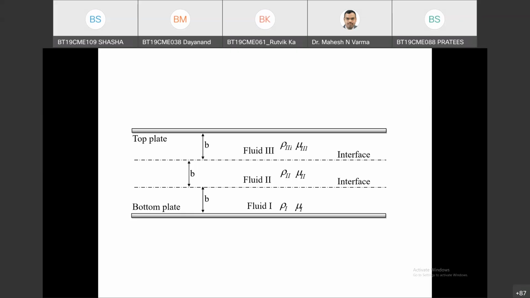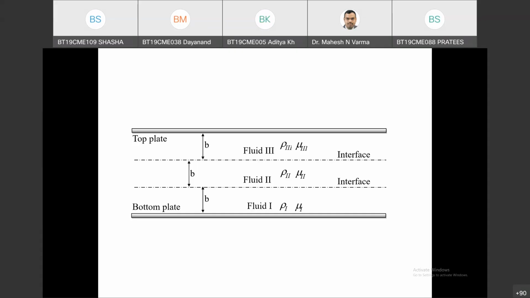Roll number 5, Aditya. Yes, sir. Can you briefly explain how to solve this problem? We can start by taking the origin. First of all, a Cartesian coordinate system. Because these are two parallel plates, you can assume that length and width are large compared to the distance between them. So it is 1D flow only, in a Cartesian coordinate system.